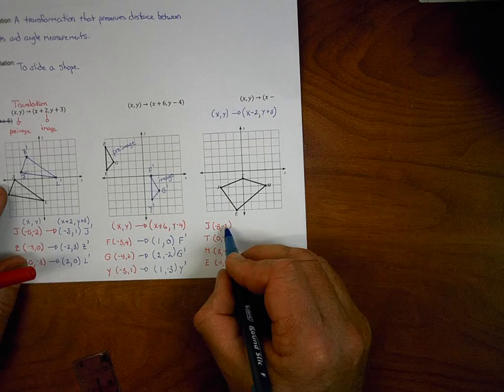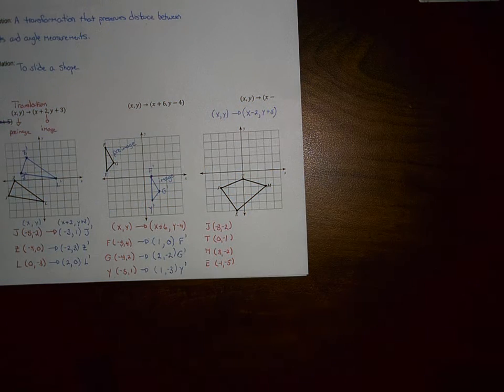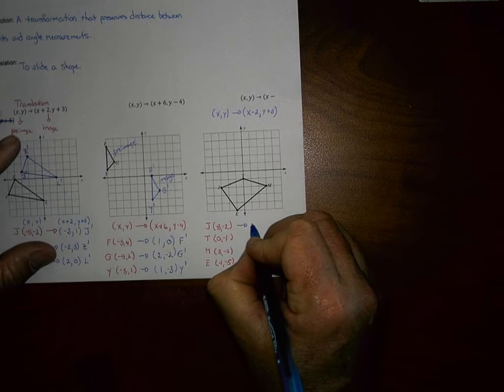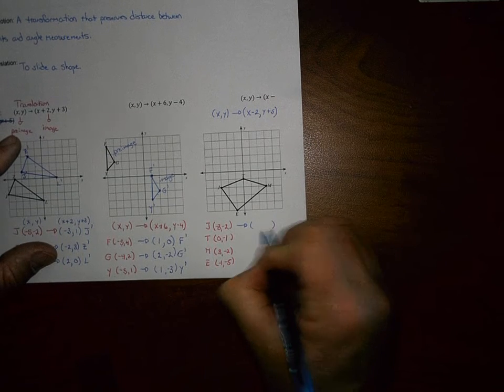All right, and this is going to be a translation. So what does that mean? It means that we're going to slide the shape. Okay, so to find my new J coordinates, and when we find our new J coordinates, this is going to be our image.